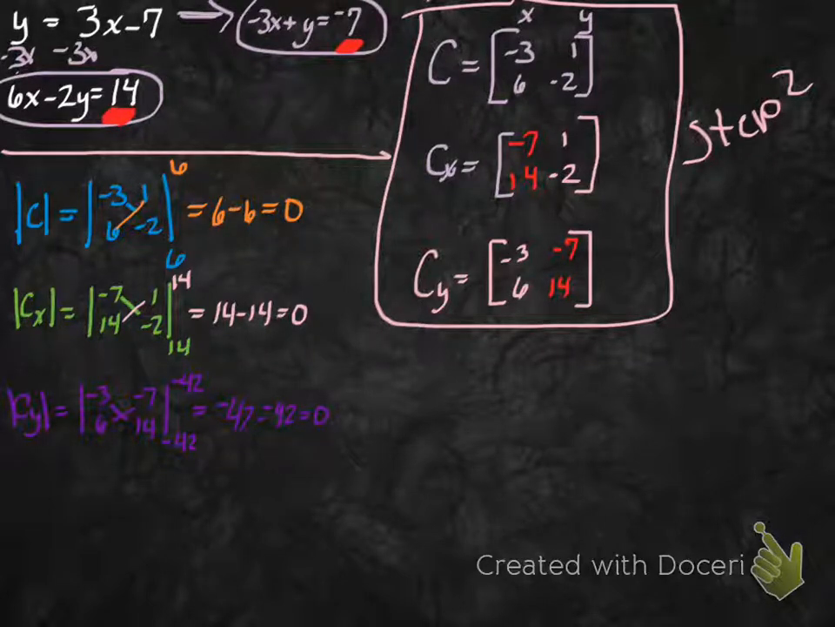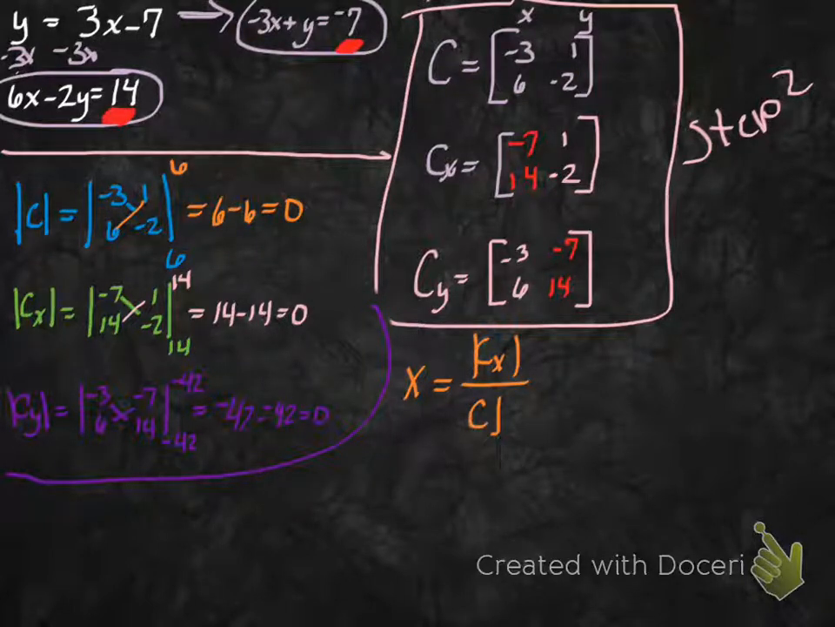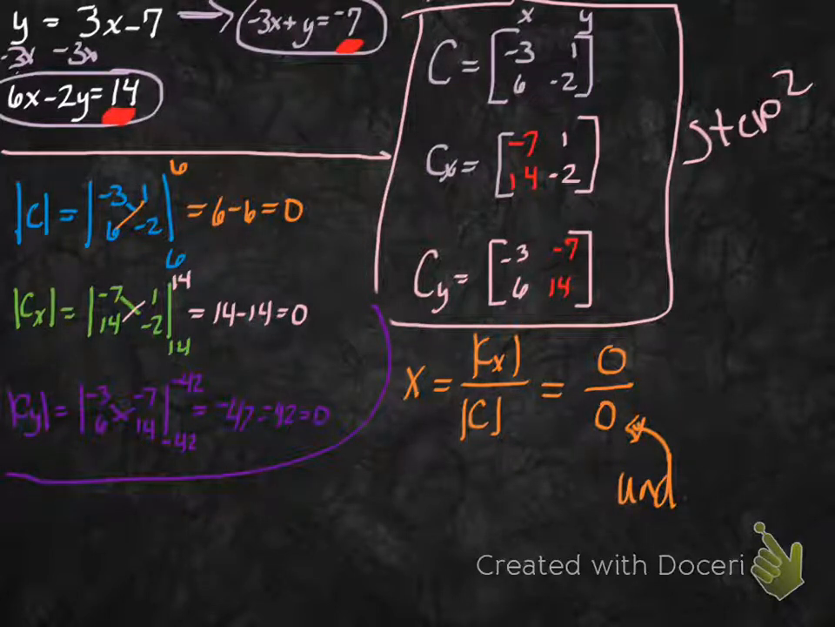if I go on to step 4, step 4 says I need to take this information and divide. To find x, I need to take the determinant of C sub x divided by the determinant of C. But in this case, that's going to be 0 divided by 0, and dividing by 0 is undefined. But that's not a possibility. We can't give the answer of undefined. It's either no solution or infinitely many.